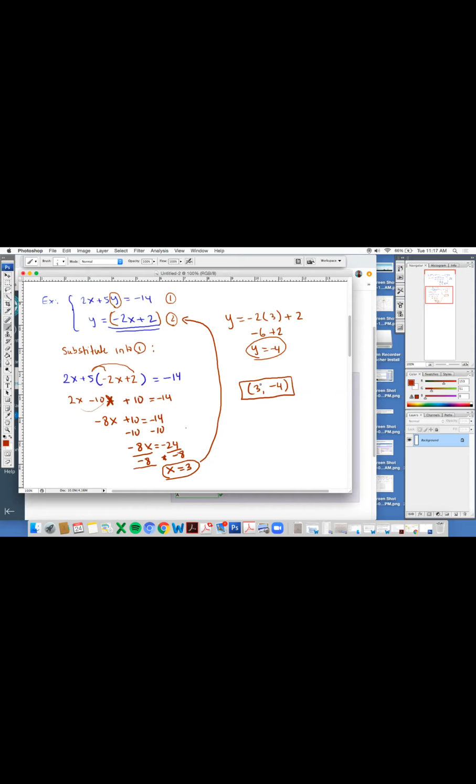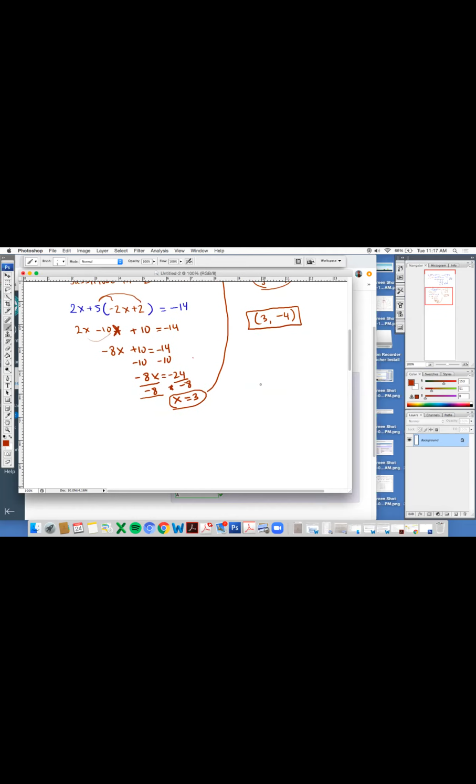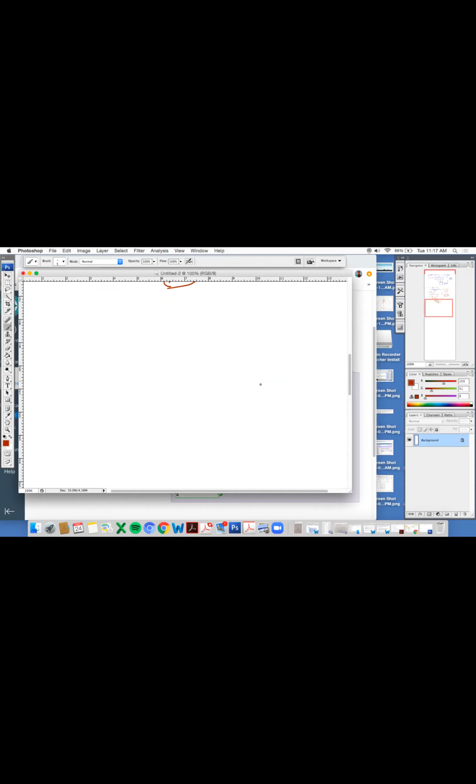All right, let me find a problem that looks good for you guys to try out. How about this one? Negative 2x plus 2y equals 6. Y equals negative 3x plus 1. That's equation 1, that's equation 2. I'm going to give you 3-4 minutes to work on it, and then I'll go over the solution, okay?